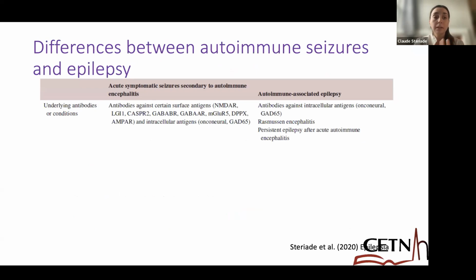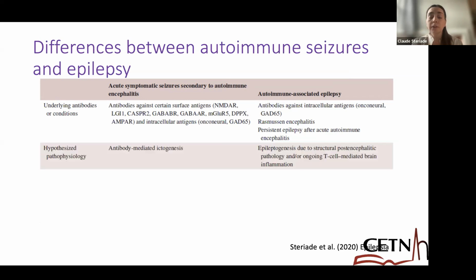So in the first category, in the context of an acute autoimmune encephalitis with acute symptomatic seizures, you may see different types of antibodies. They could target surface antigens like the ones listed here, or intracellular antigens. On the other hand, if you're thinking about a patient who's walking, talking, and just has chronic epilepsy related to autoimmunity, typically, when antibodies are identified, they're going to be against intracellular antigens like onconeural antibodies, GAD65, not always. Or you're dealing with a patient that had an acute autoimmune encephalitis and just never stopped seizing, so has a quote unquote postencephalitic epilepsy. I'm not going to talk about Rasmussen's today.